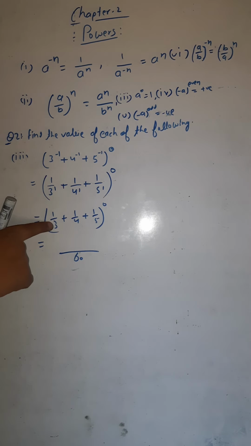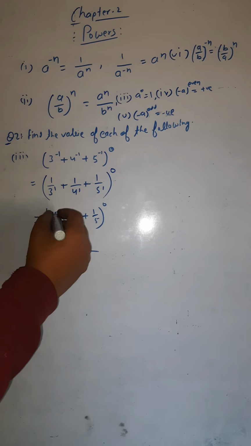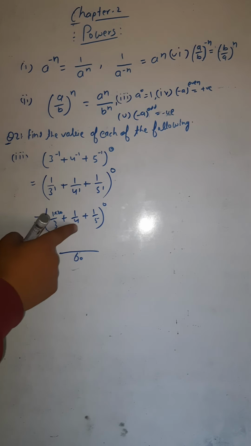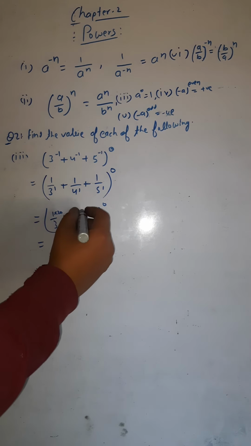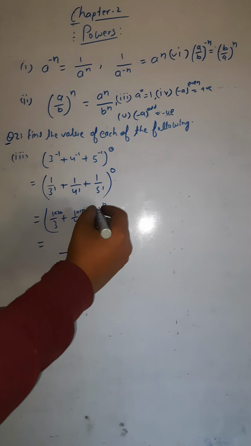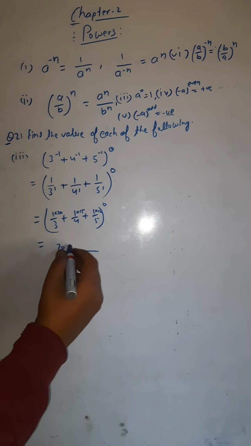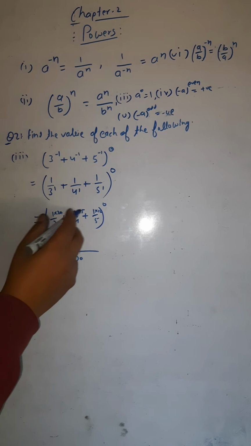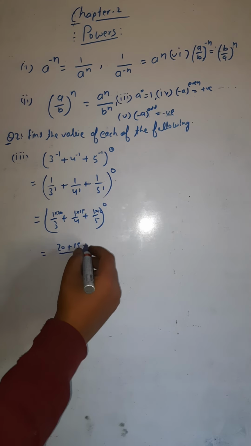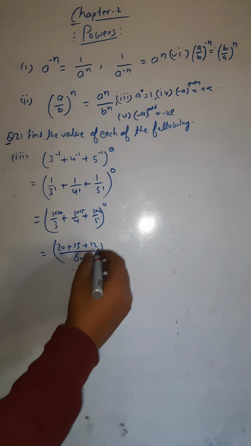First you divide this by 3, 20 times going, so 20 you would be multiplying upside. By this, 15 times, so 15 you would be multiplying upside. By this, 12 times, so 12 you would be multiplying upside. So (20 + 15 + 12)/60 whole raised to the power 0.